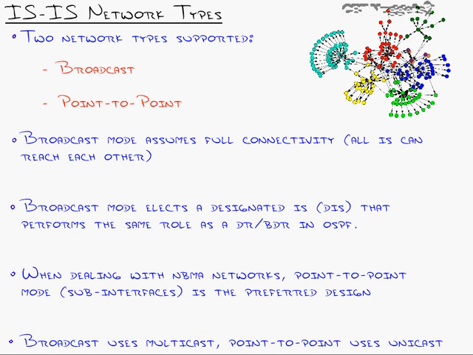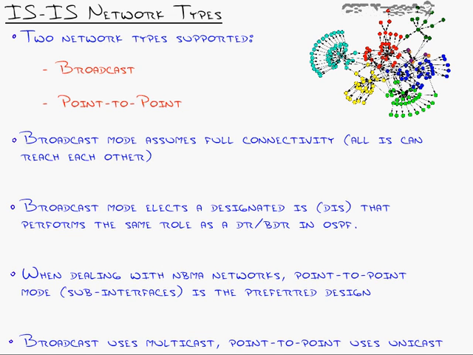The broadcast mode assumes that you have full connectivity, as in all the routers are connected, they can all reach each other. That's typically used for Ethernet subnets. You can also use that for an NBMA cloud where you have a full mesh design. The broadcast mode will elect something known as a DIS, a designated IS, which performs the same role as the DR/BDR did when we were in the OSPF days. There is no backup designated IS.